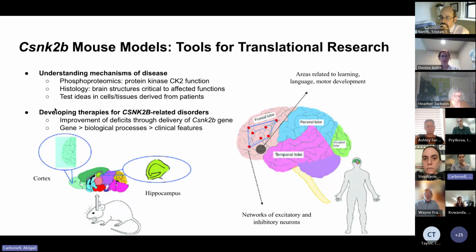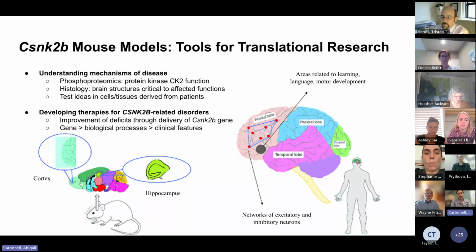And then, of course, what we're looking for in the end is developing therapies for CSNK2B-related disorders. A gene causes changes in biological processes, which then cause these changes in clinical features. We can improve these. We could test improving these deficits in mice by delivering the CSNK2B gene, a normal version, by restoring those in mice through injection or introduction in other ways.